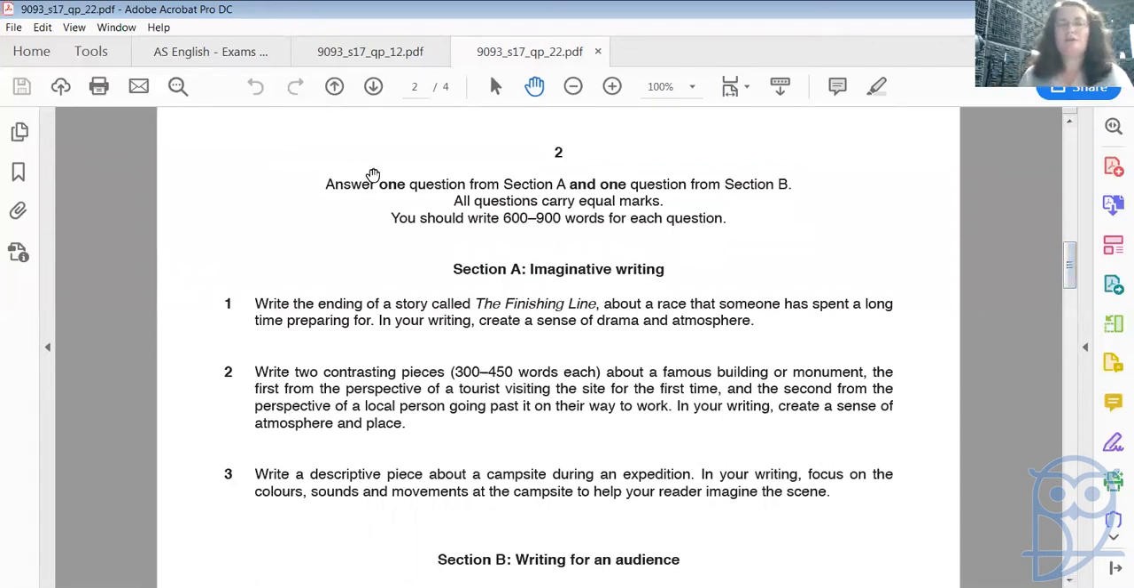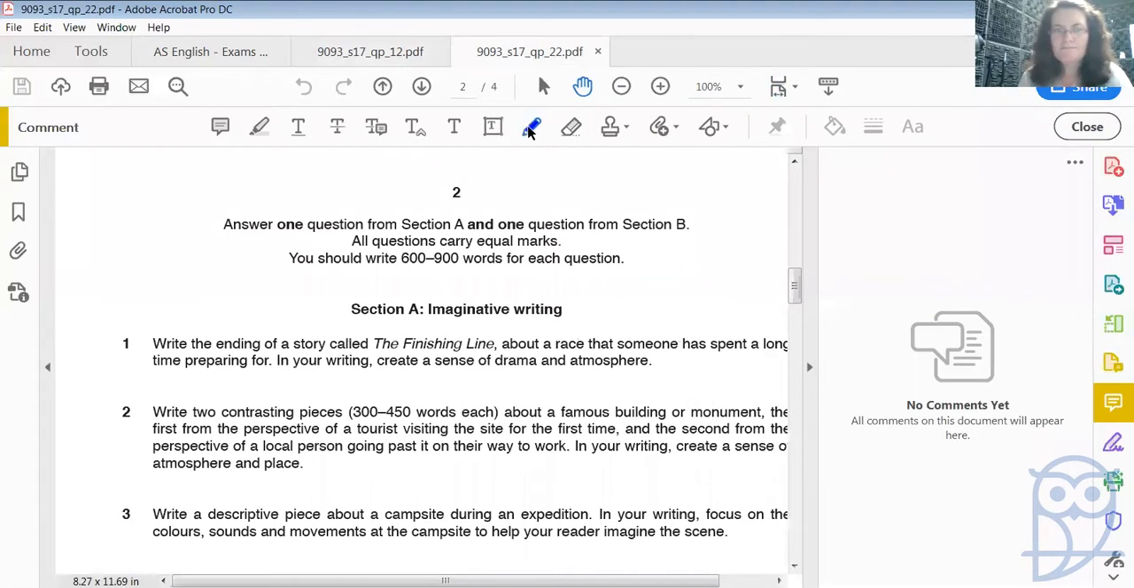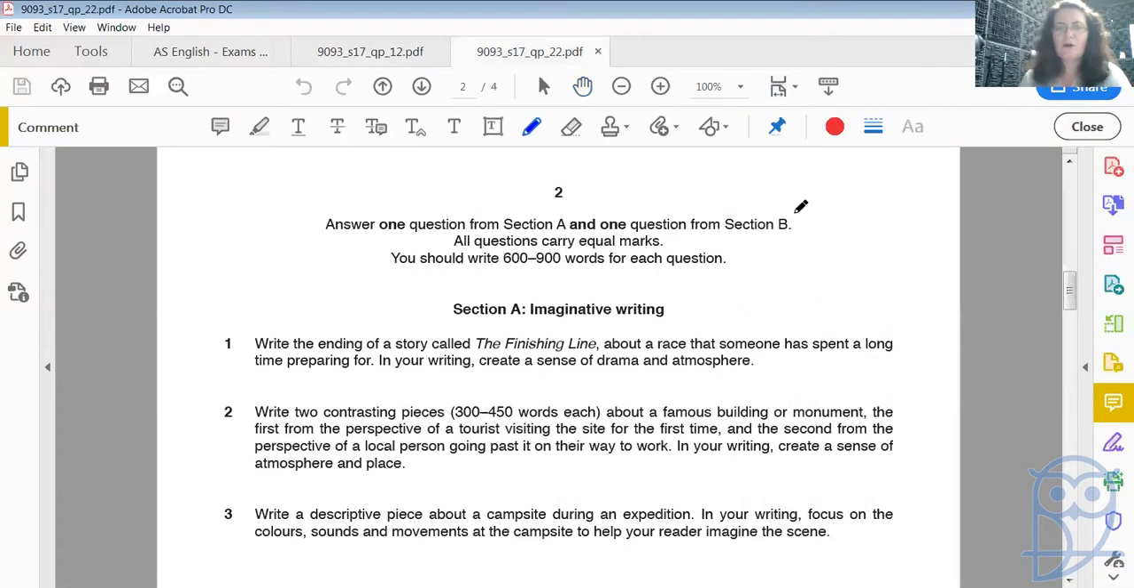So you're going to answer, and let me just get my pen here, sorry. You're going to answer one question from section A and one question from section B. Okay. So section A is imaginative writing. This is where you are going to be either writing something that is a narrative or something that is descriptive. Both of those fall under imaginative writing.